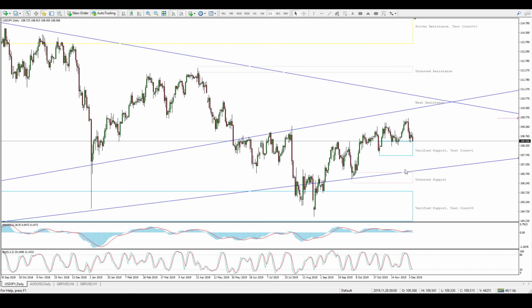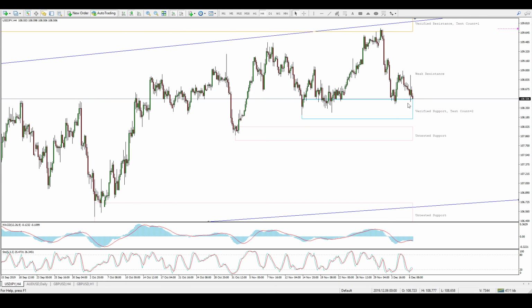Let's look at daily. Sitting on the support, 4 hours, sitting on the support. Okay, so below this we are sellers.